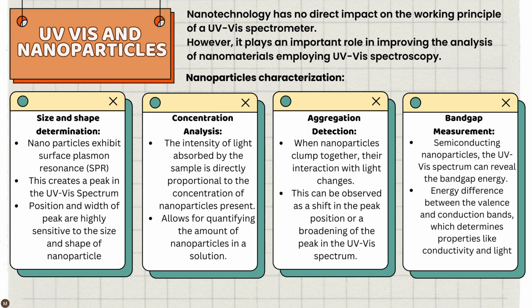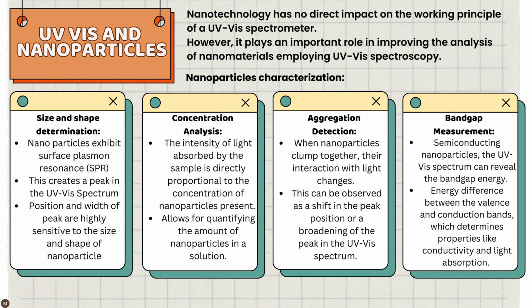When nanoparticles exhibit surface plasmon resonance, SPR, this creates a peak in the UV spectrum. The position and width of the peak are highly sensitive to the size and shape of nanoparticles. For the concentration analysis, the intensity of light absorbed by the sample is directly proportional to the concentration of nanoparticles present, allowing for quantifying the amount of nanoparticles in a solution.